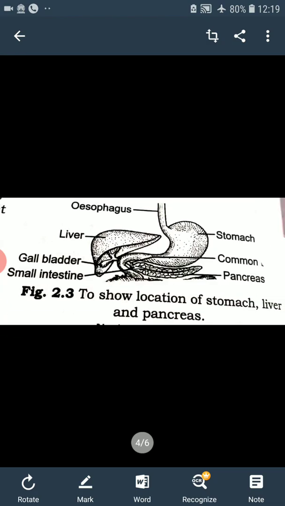Next figure: you are able to see this figure shows the stomach, liver and pancreas. The esophagus, this left side is the stomach and right side is the liver, and the pancreas. The pancreas is a large cream colored gland. What is the pancreas? As you are able to see, the leaf-like structure seen down below the stomach.